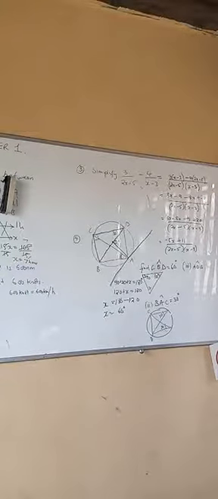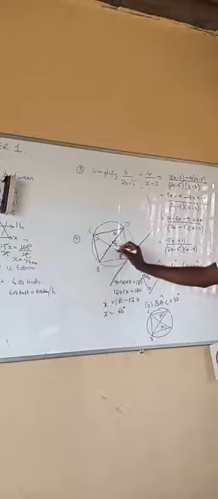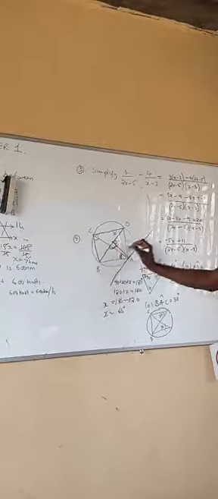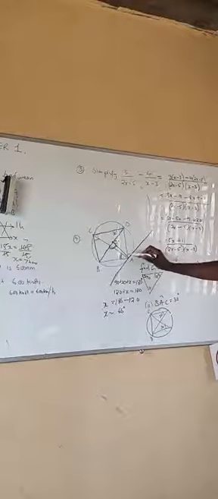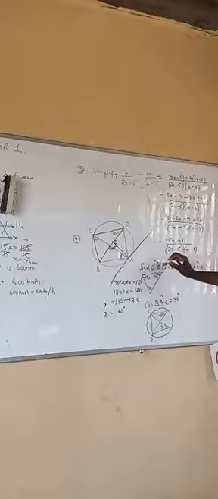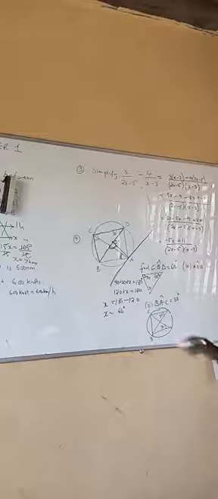Now, when you proceed, you are going to the next question. The next question is find angle AOB. Angle AOB is which one? It's this angle here. This angle here is the one we're looking for. So how are you going to find angle AOB?